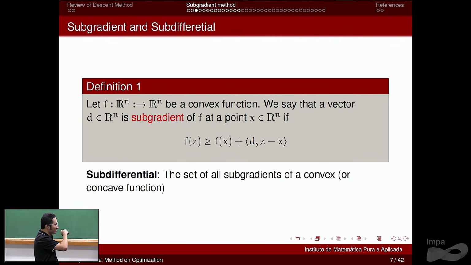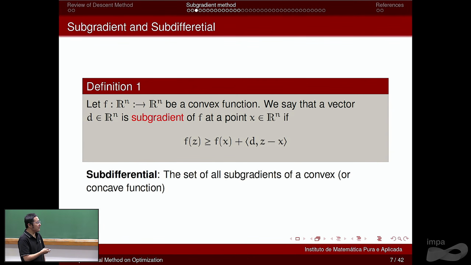Okay, let's review what a subgradient is, okay? If we assume that function f is convex, we say a vector d is a subgradient of function f at point x if this inequality is satisfied for any z belonging to the whole space, okay?